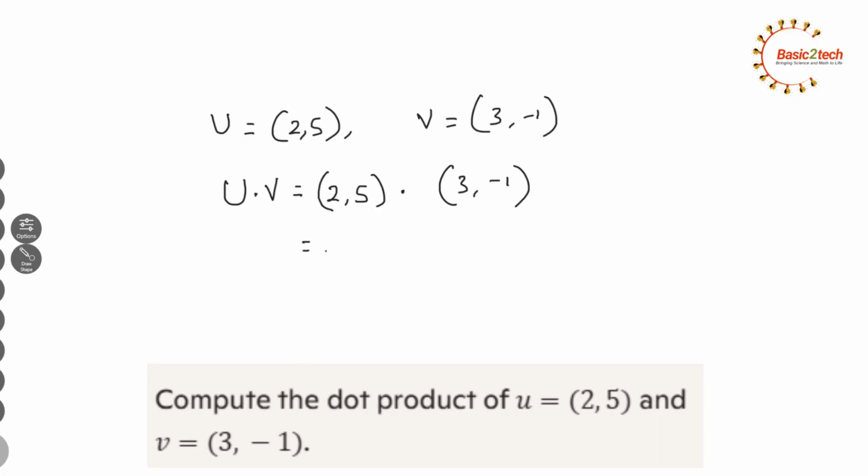Remember, we find the product of corresponding elements. So it's 2 times 3 plus 5 times minus 1. 2 times 3 is 6, and 5 times minus 1 gives us negative 5. Remember, plus minus is a minus. So 6 minus 5 is 1. So the dot product of U and V is 1.